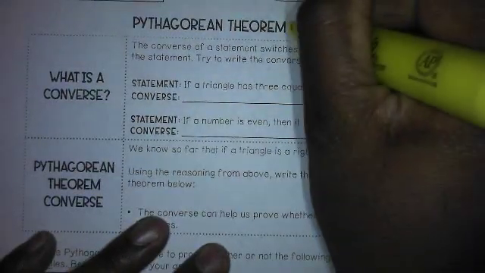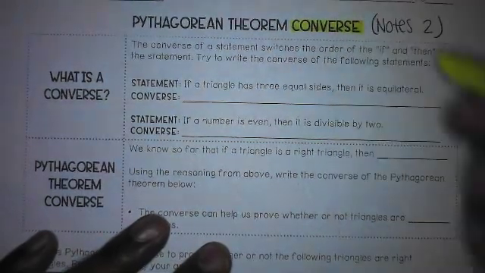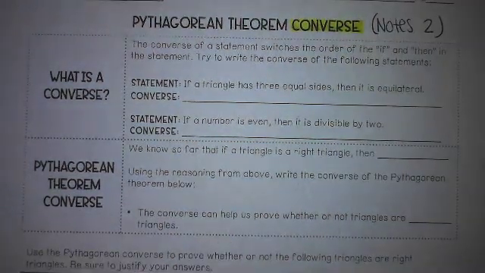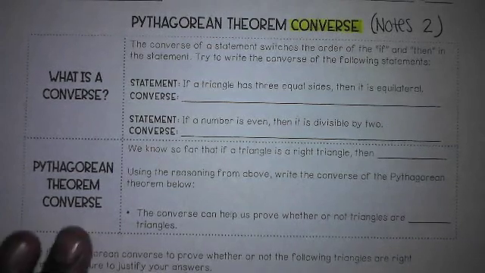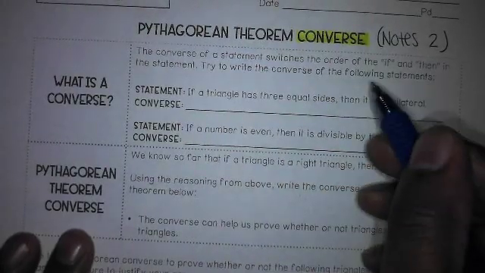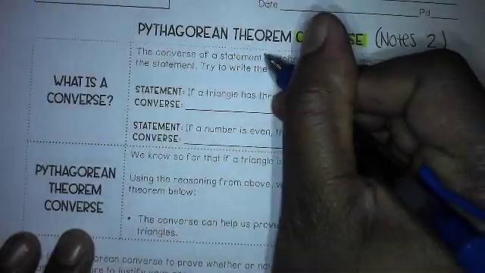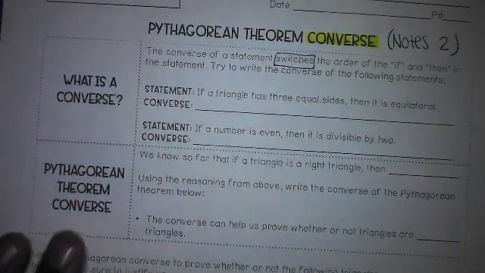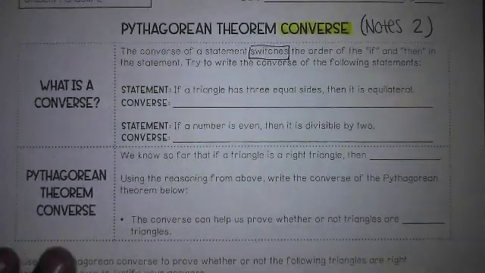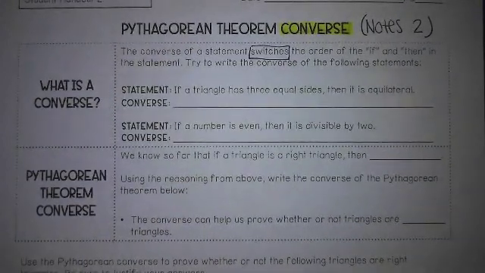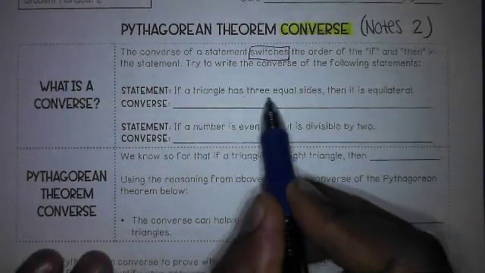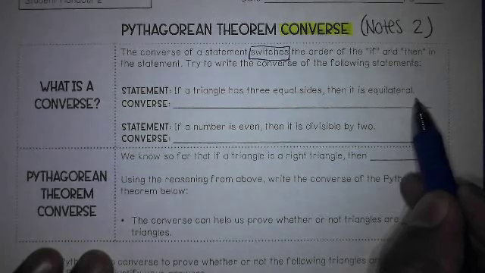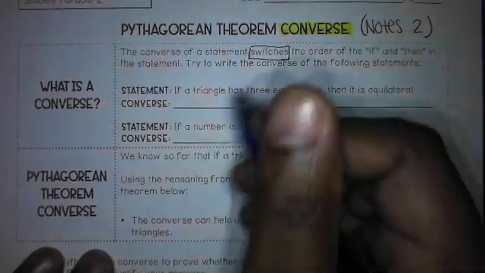So today we're going to talk about the Pythagorean theorem converse. Okay, and that's one of the vocabulary words for this particular unit. Now the converse of the statement switches the order of if and then. I want to box the word switches. So when we're talking about the converse, we're talking about how the orders of an if and then statement switch. So for instance, if a triangle has three sides, then it is equilateral. So let's write the converse.